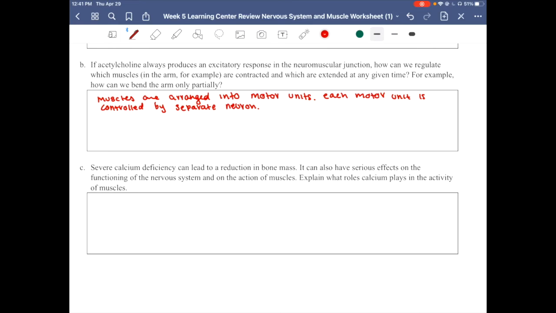So, like we talked about before, the release of calcium from the sarcoplasmic reticulum is ultimately what allows the myosin to be able to bind to the actin. So, it's ultimately what causes the muscle to contract. So, if we have severe calcium deficiency, then muscles can become weak and it can even make someone incapable of a strong contraction.